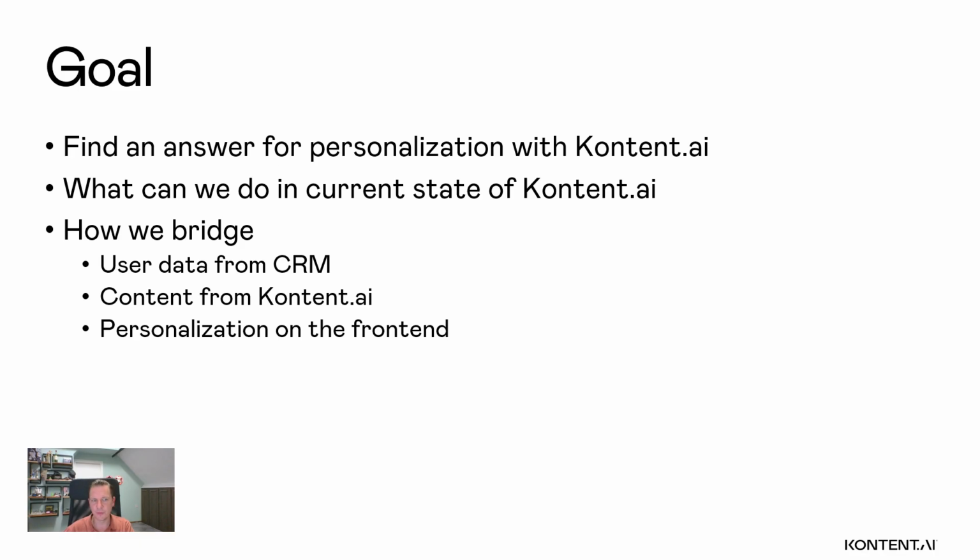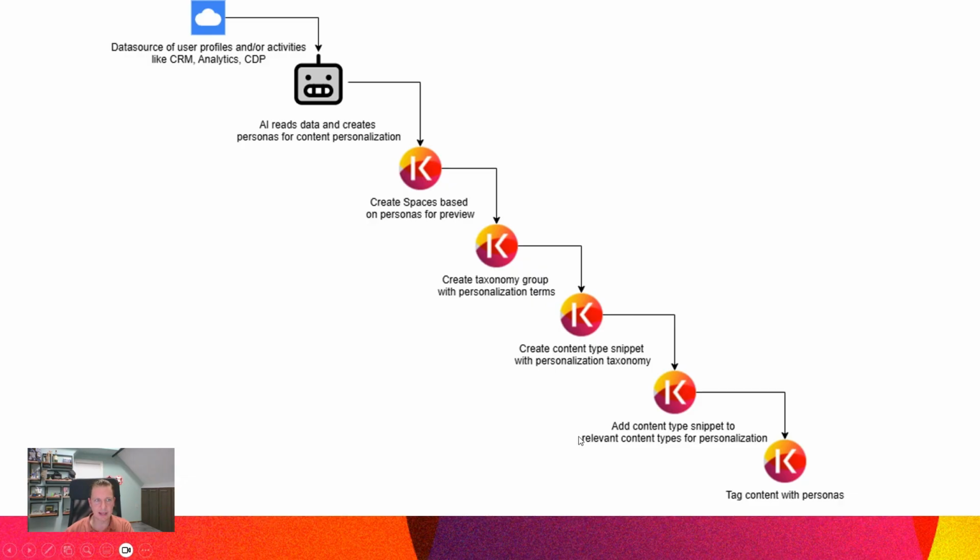So I don't want to look in the future state, but I want to look in the current state of what we have and what we can do with the Agentic CMS in combination with the content. And I want to also do the whole story. So from user data from a CRM or a CDP or maybe Google Analytics, analyze that content, then use the content from Content.ai and then personalize on the front end. So this is basically what I've done.